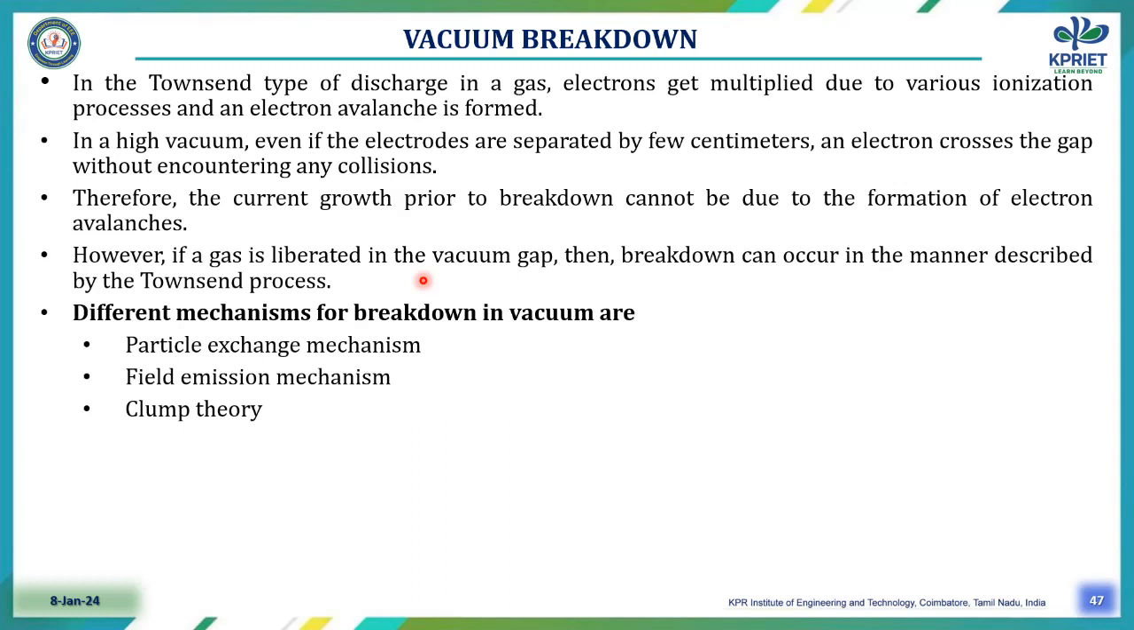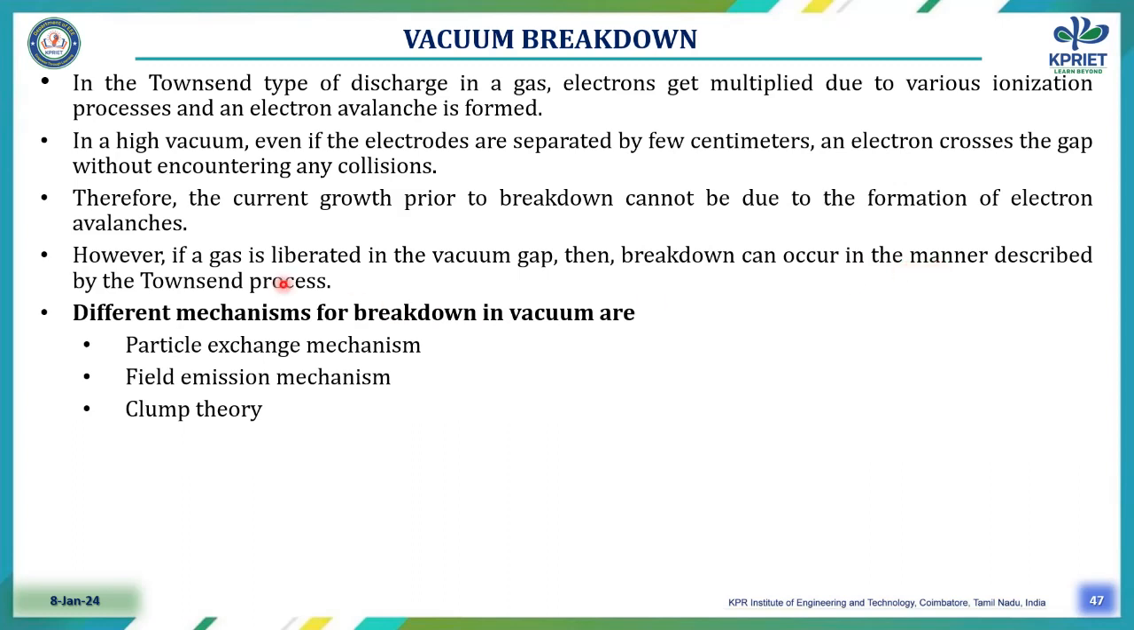Okay, now we will see how the vacuum breakdown will take place. In the Townsend type of discharge in gas, electrons get multiplied due to the primary and secondary ionization processes. The electron avalanche will be formed, but in a high vacuum, in that category only we are going to use vacuum as an insulation. In high vacuum, even if the electrodes are separated by a few centimeters, an electron crosses the gap without encountering any collisions. Therefore, the current growth prior to breakdown cannot be due to the formation of electron avalanches, as in the case of a gaseous medium.